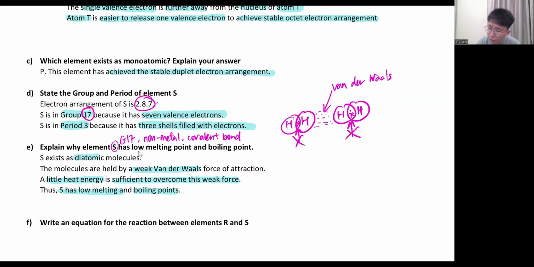And this van der Waals force, sometimes they can call it the intermolecular force, or sometimes you see a much longer phrase, forces of attraction between molecules. So there are multiple ways of calling this, but van der Waals is the easiest and most common way to use.